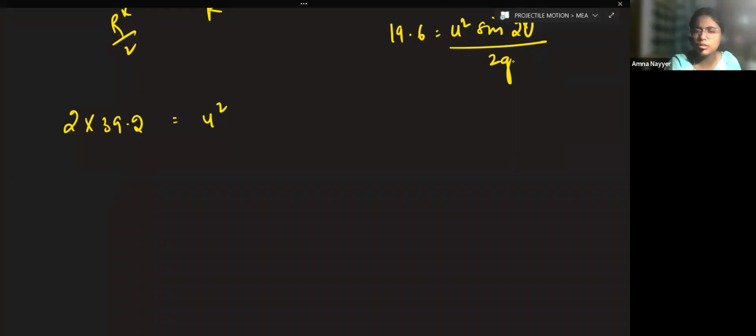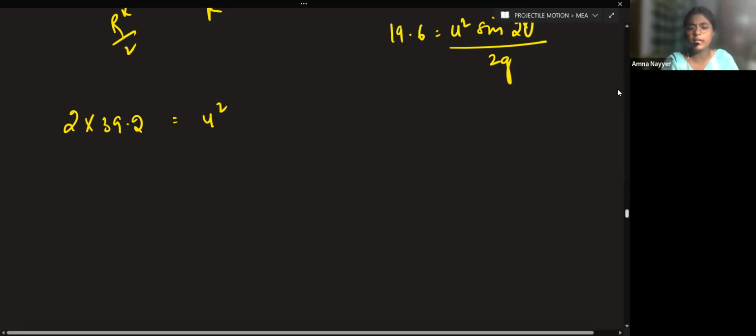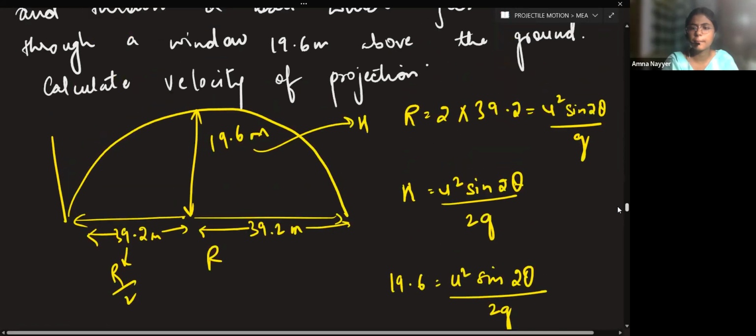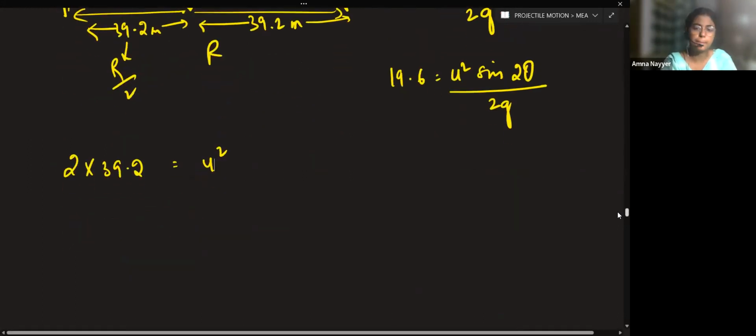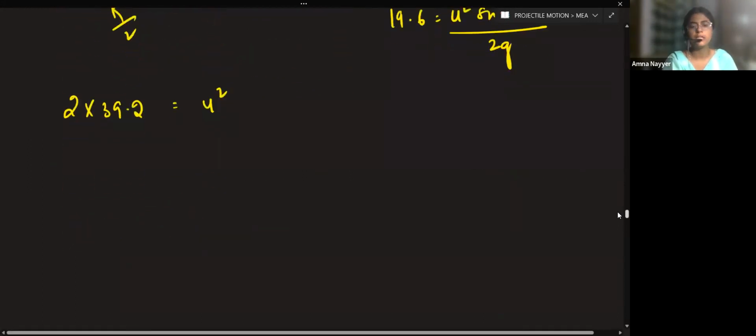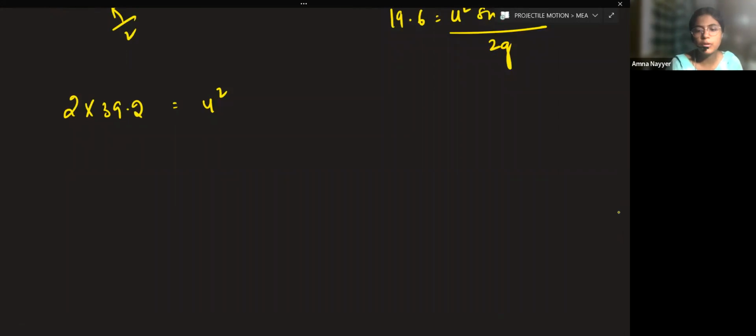Now it's just two equations. You can calculate in any manner you wish to calculate. So this becomes u square sine 2 theta by g. So this also becomes u square. We can write one more thing. We can write this as 2 sine theta cos theta as well.